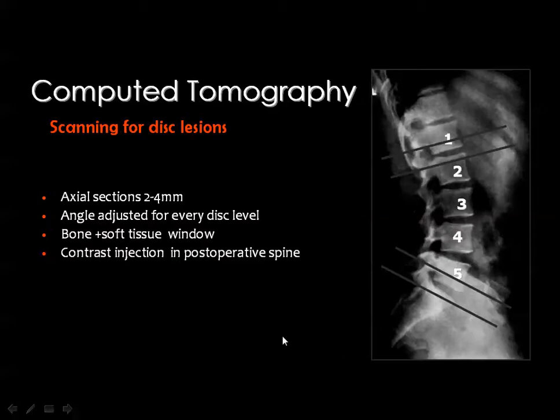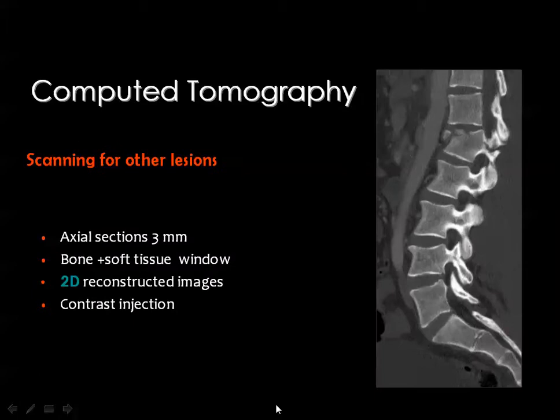Then the operator should align the scanning parallel to the disc itself so that we are able to have a section which is passing accurately within the disc substance. Then we use the bone and soft tissue window settings, and if this is a post-operative spine, we may inject contrast media. The second way is scanning the spine for lesions other than the disc, such as in cases of trauma, infection, neoplasms, and some miscellaneous conditions.